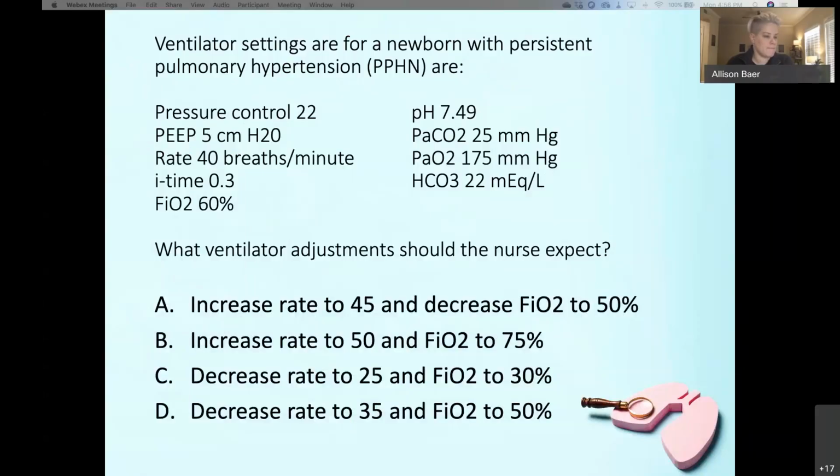Load up. Okay, so ventilator settings for a newborn with persistent pulmonary hypertension of the newborn are pressure control of 22, PEEP of 5, rate of 40, I time of 0.3, FiO2 of 60%, and their pH is 7.49, CO2 is 25, O2 is 175, and their bicarb is 22. So what adjustments, based on that gas, what changes are we going to make to their vent?